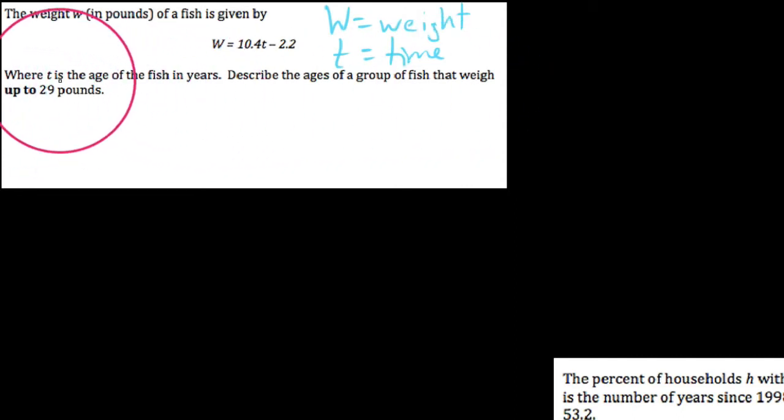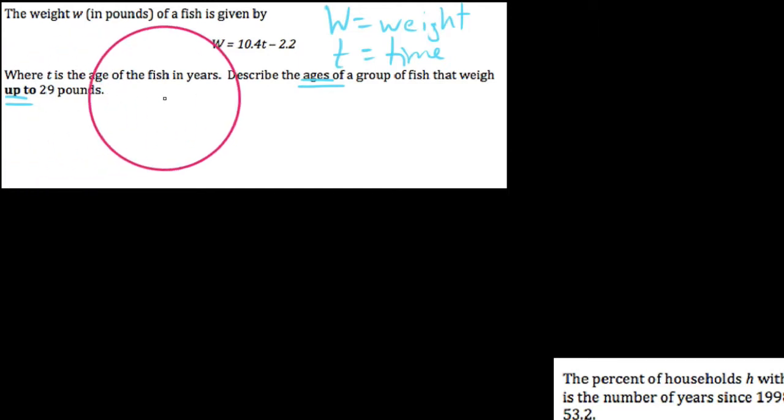So here's the deal. It says T is the age of the fish in years, and we want to describe the ages of a group of fish that weigh up to 29 pounds. When we say up to, what do we really mean? Do we mean equal to 29 pounds or up to 29 pounds? It could be anything below that, or at least up to it.